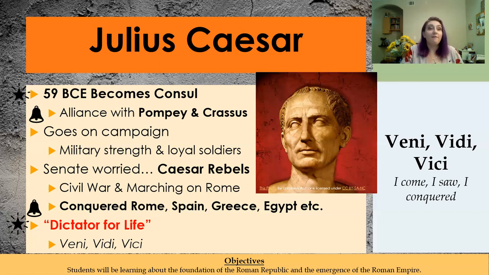And these leaders flee. They run away. And Caesar's like, I'm gonna run after you. And so he runs after them basically. And he ends up conquering Rome, Spain, Greece, Egypt, Asia Minor, basically all of the Mediterranean. And then he declares himself dictator for life. And he says, Veni, Vidi, Vici. I came, I saw, and I conquered. And he basically was like, I'm the leader now. I can do whatever I want.